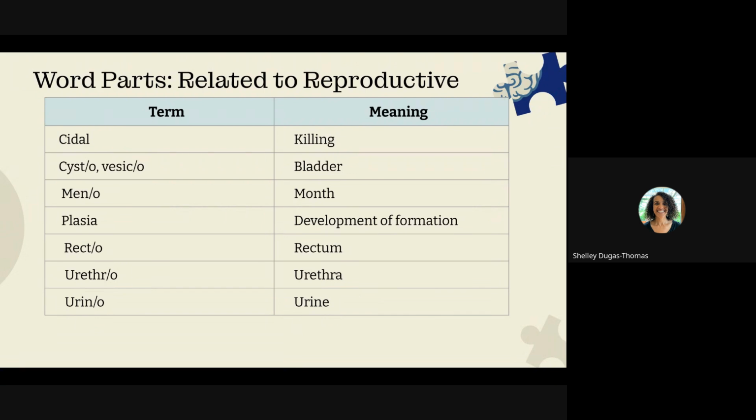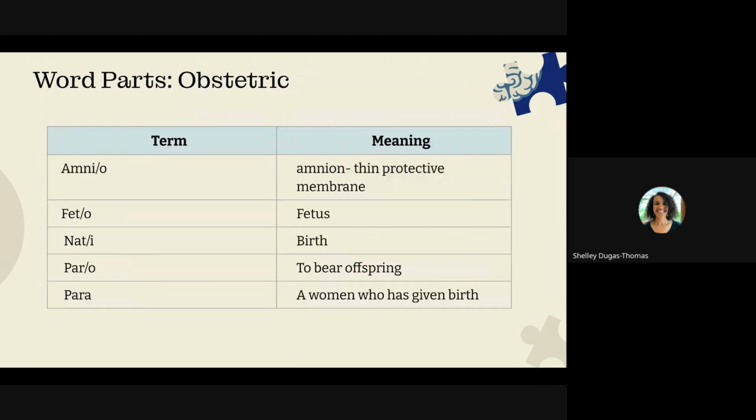Cide, the suffix meaning killing. So you can think of spermicide, which kills sperm. Meno means month. This represents the monthly menstrual cycle. Plasia means development or formation. Cysto versus vesico both mean bladder. This comes into play later when reproductive structures drop or push into the nearby urinary spaces.